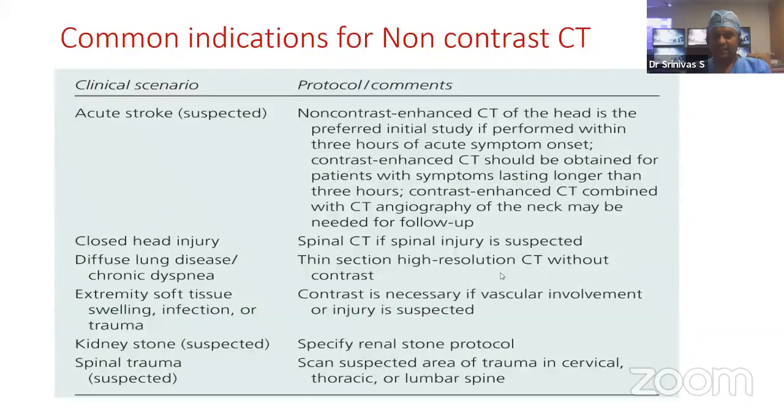When we suspect any kidney stones, we use renal stone protocol CT scans to see the position of the stone. And when a patient presents with a spinal trauma, we do a CT scan of the cervical, thoracic, and lumbar spine to rule out any spinal injury.